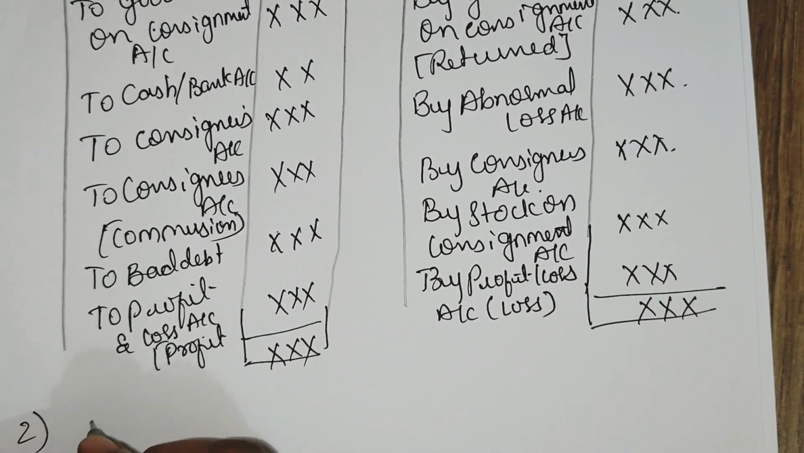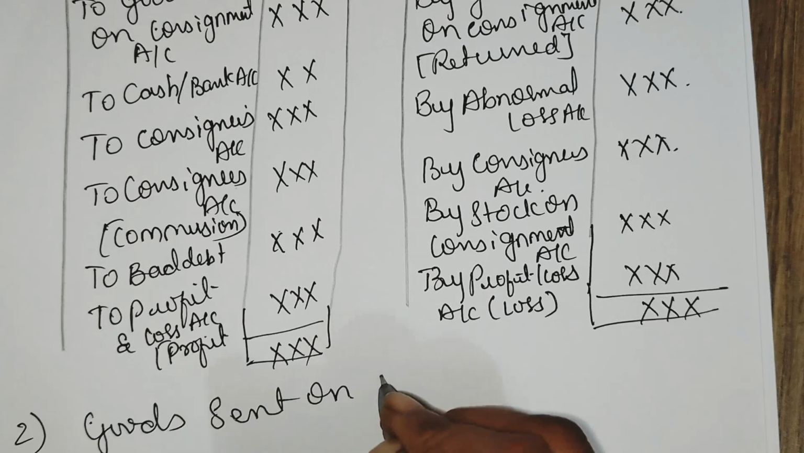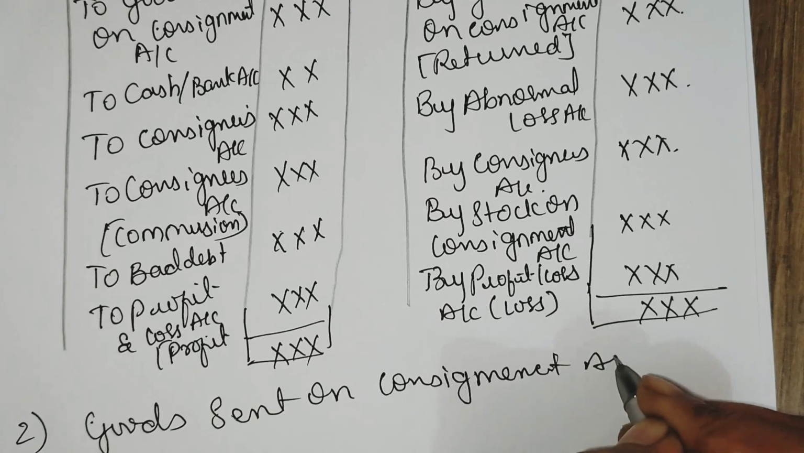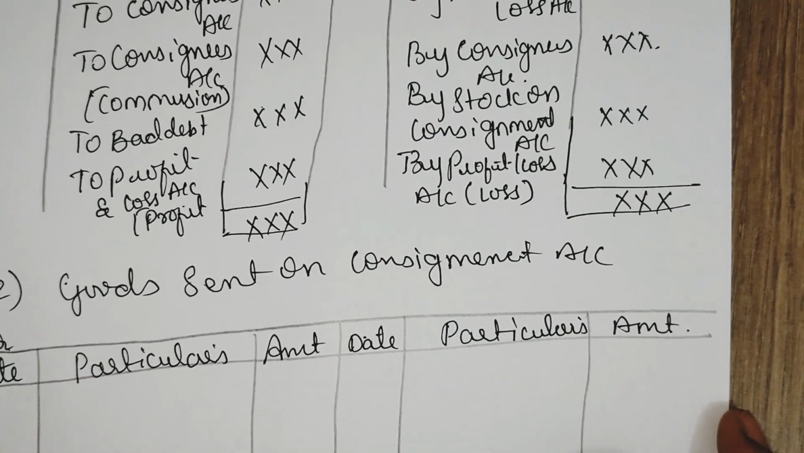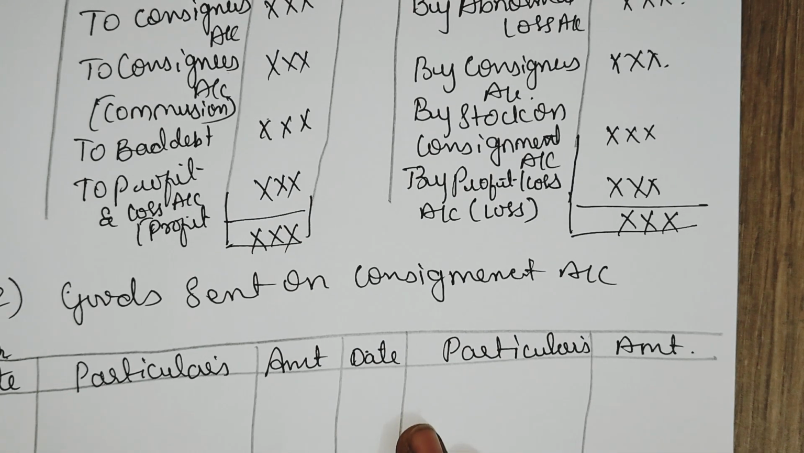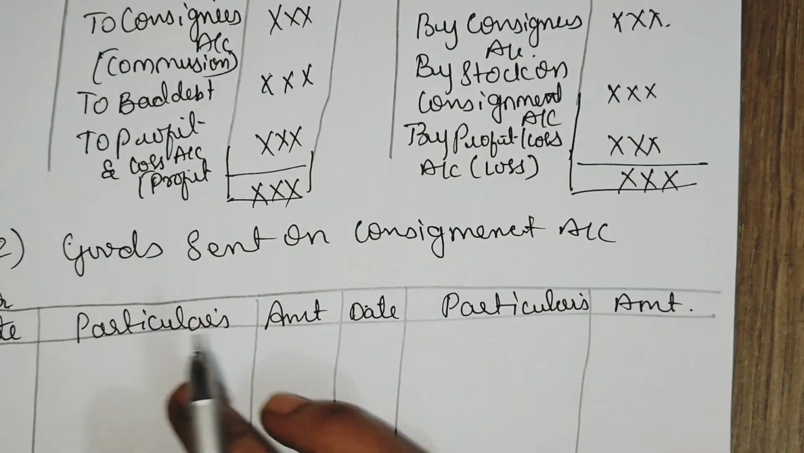Second account in the books of consignor, goods sent on consignment account. In the goods sent on consignment account, we are preparing to show the goods which we have sent to the consignee, and the goods returned by the consignee. Whatever sent by consignor and whatever returned by consignee, to know the balance. The balance is considered as sales, sold by the consignee, and transferred to the trading account.